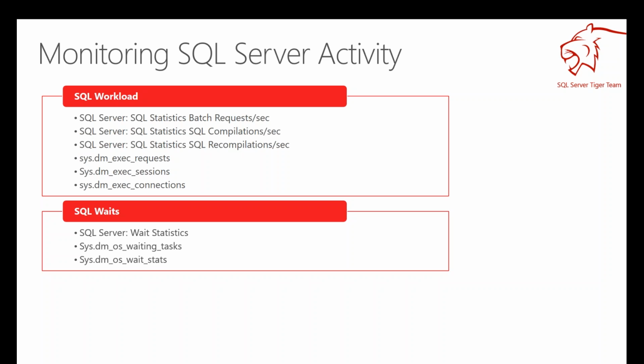SQL waits. If somebody tells me that my SQL Server is running slow, one of the key things you might want to look at is what it is waiting on, and what is the top wait on the SQL Server. From perfmon counters, we have SQL Server wait statistics and sys.dm_os_waiting_tasks. If you take periodic snapshots, you can go back in time, and if you are doing a post-mortem analysis of what happened yesterday at 3 o'clock, what were the top waits, you can refer to the snapshot of sys.dm_os_waiting_tasks.